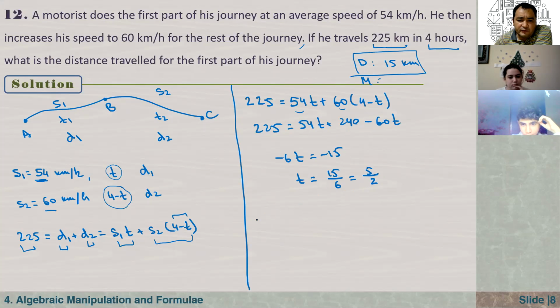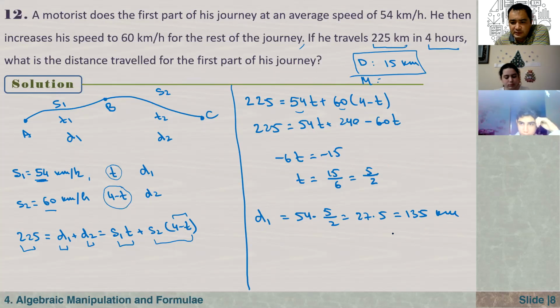But anyway, we need to find d1, right? From here, d1 equals 54 times t. Our t is 5 over 2. It's equal to 27 times 5. That is 135 kilometers. So what is the question? What is the distance traveled for the first part of his journey? So the distance traveled for the first part of the journey is 135 kilometers.